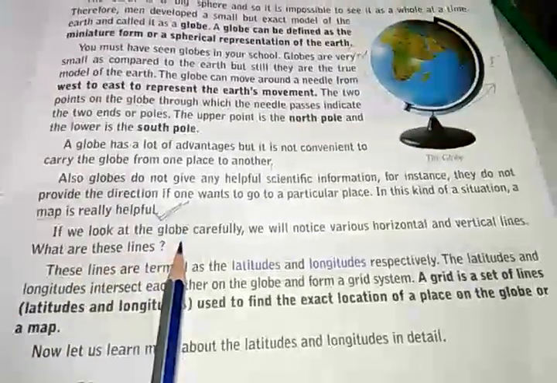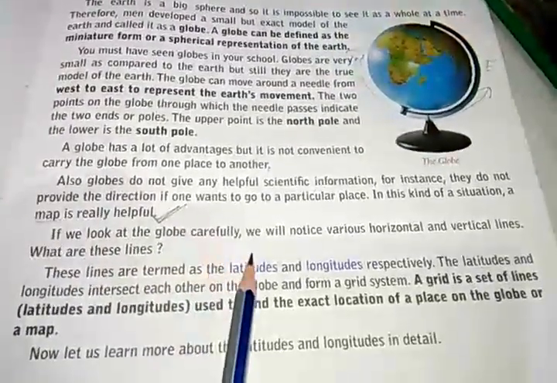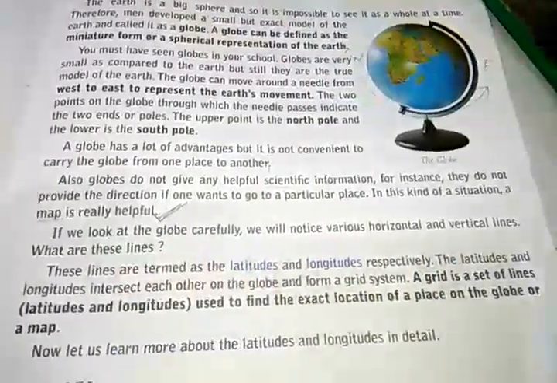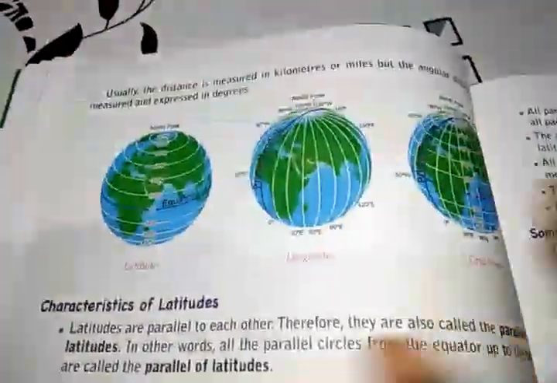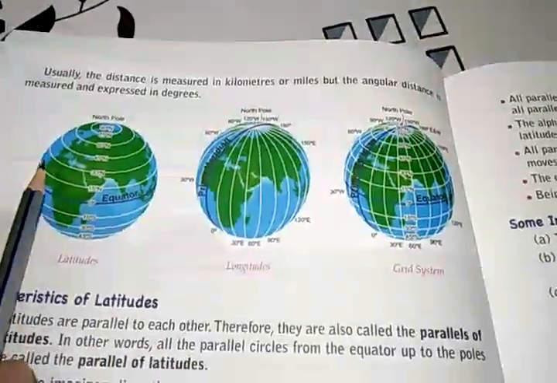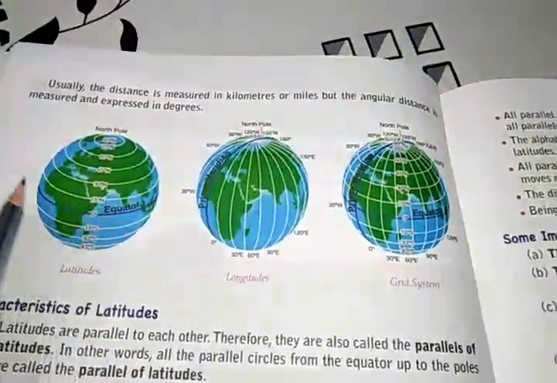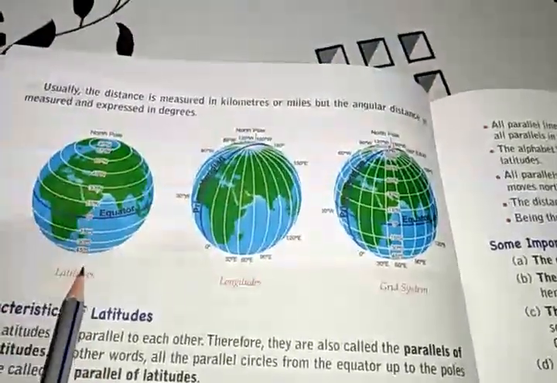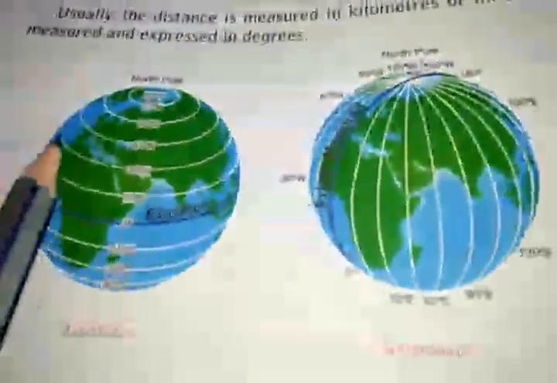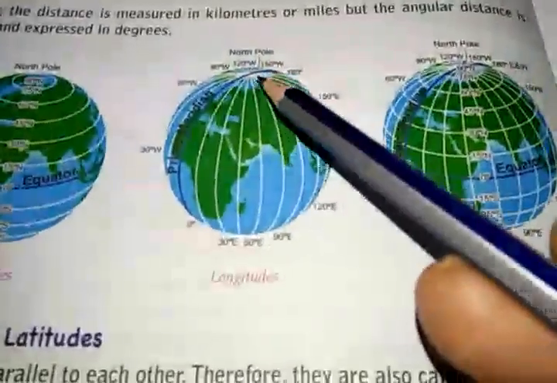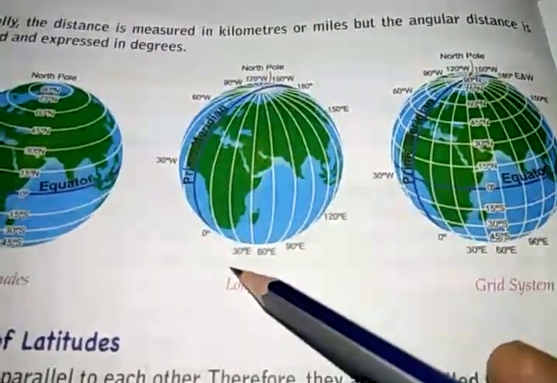If we look at the globe carefully, we will notice various horizontal and vertical lines. What are these lines? So let's see first what these horizontal and vertical lines are. You can see over here, these are horizontal lines, running from west to east or from east to west. Equator, you can see the equator, and north pole, this side is south pole. So these are called horizontal lines. These are called vertical lines running from North Pole to South Pole.